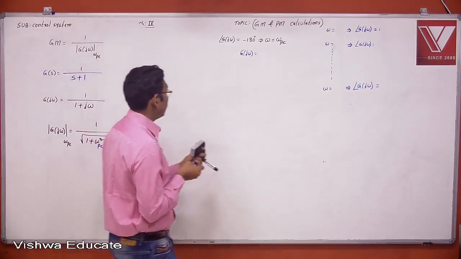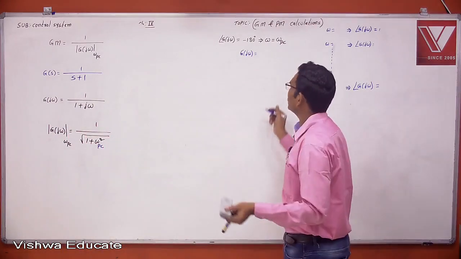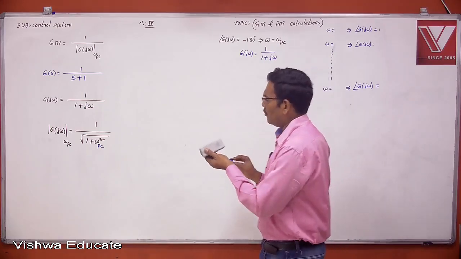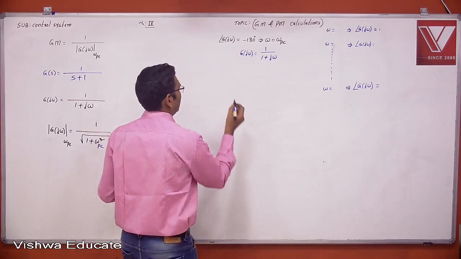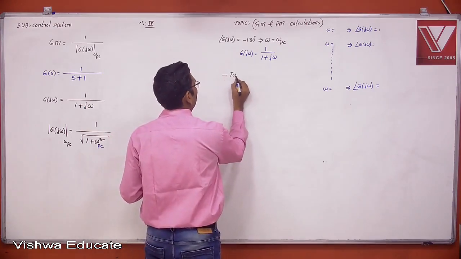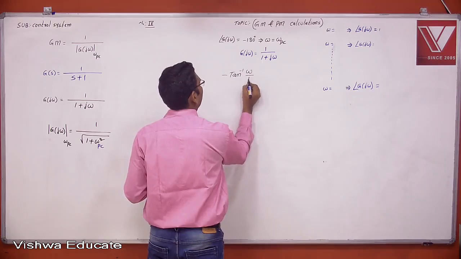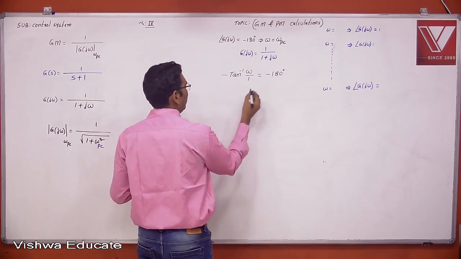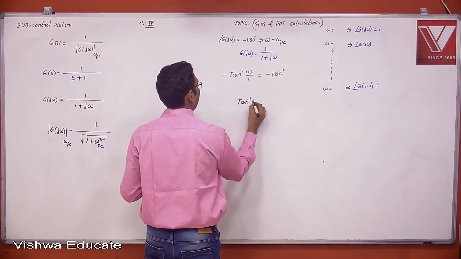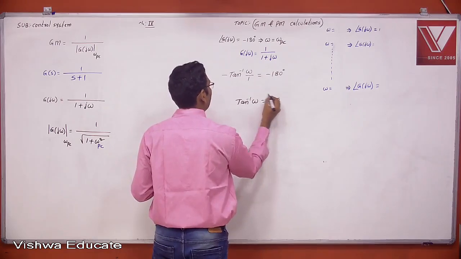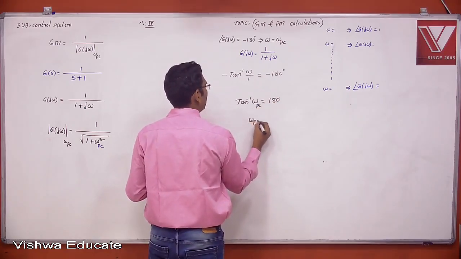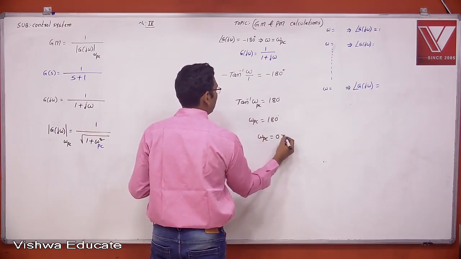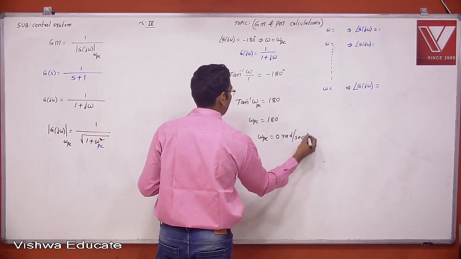Now what is the phase crossover frequency? The phase crossover frequency is the frequency at which the phase of 1 divided by 1 plus j omega is equal to minus 180 degrees. The phase angle of the denominator is therefore minus tan inverse of imaginary part by real part, which is equal to minus 180 degrees. Therefore, minus minus cancel, tan inverse omega equals 180 degrees. Therefore omega PC is equal to 0 radians per second.